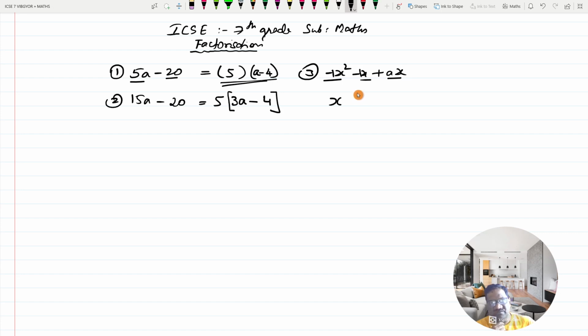X as common, right? The lowest power you have to take. So this x square, this is x1, this is x1. So the lowest power is x1. That you have to take common out and then put a bracket.